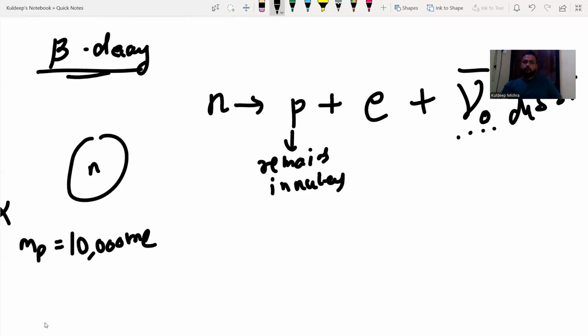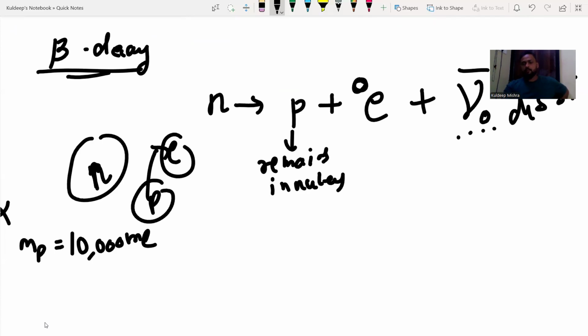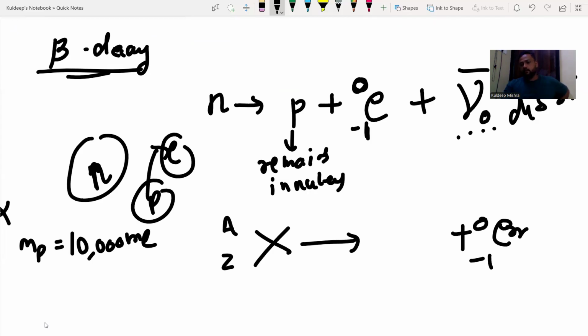But when this neutron splits, the proton remains in the nucleus, but the electron is too light, so it just comes out. The mass number does not change, but the proton number is increasing by 1. So if we write X, A, Z, we can denote the emitted particle either as electron 0 -1, or as beta minus 0 -1.